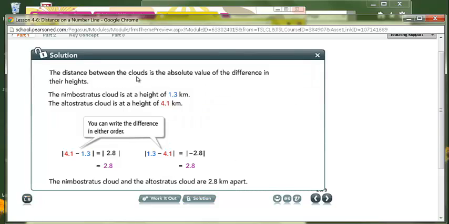Okay, thank you for coming back. The distance between the clouds is the absolute value of the difference of their heights. So the nimbostratus cloud that was at 1 3/10 kilometers and the altostratus cloud that is at 4 1/10 kilometers, we can write it either as 4 1/10 subtracting 1 3/10, which we're going to find is a 2 and 8/10 difference, or we could take the 1 and 3/10 and subtract the 4 and 1/10, and we're going to find that that's a negative 2.8. Again, remember, these are just the directions. This is telling us that the altostratus is this much higher, where this one is telling us the nimbostratus is this much lower. But when we take the absolute value of either case, we find that it is simply 2 and 8/10 kilometers apart.